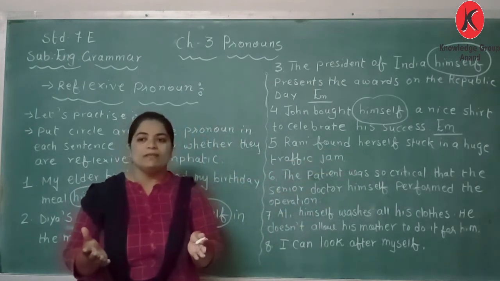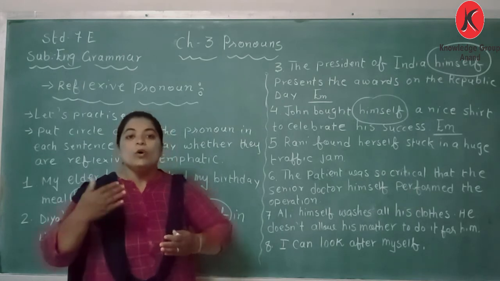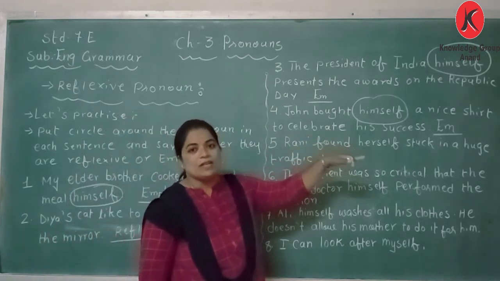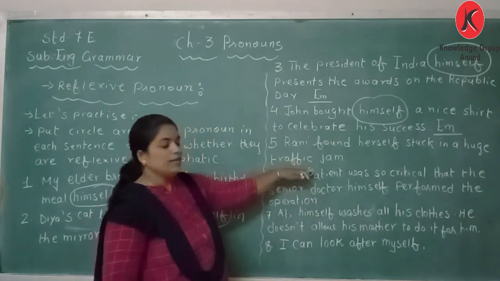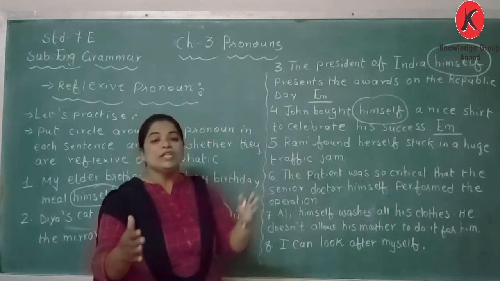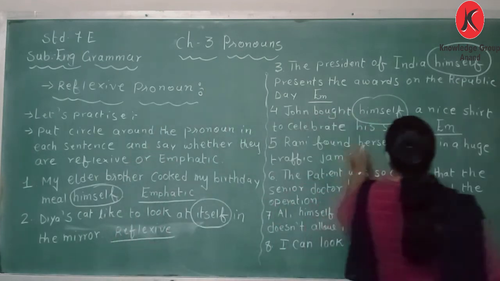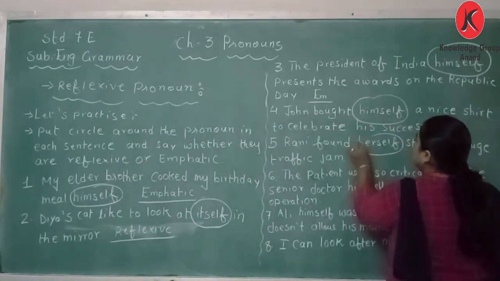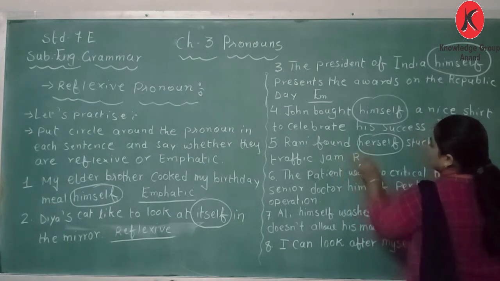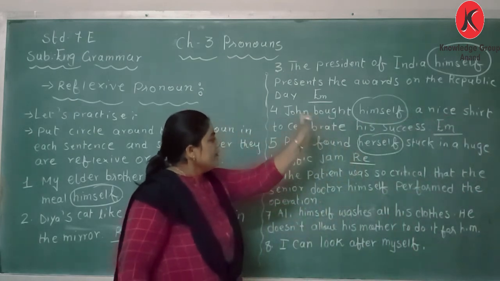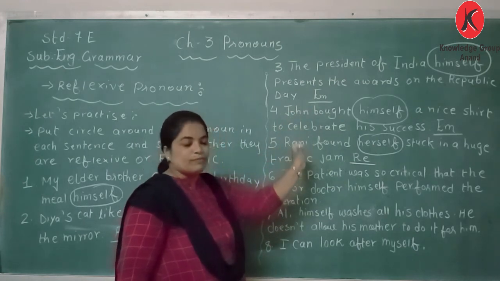Next: Rani found herself stuck in a huge traffic jam. Who found herself? Rani found herself. Where was she stuck? In a traffic jam. So herself is a reflexive pronoun. This is a reflexive pronoun. It reflects upon the subject.